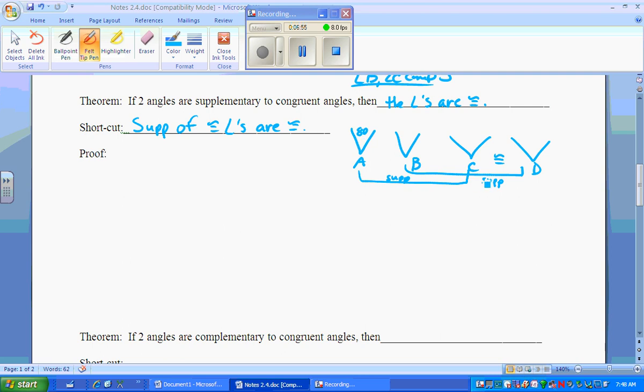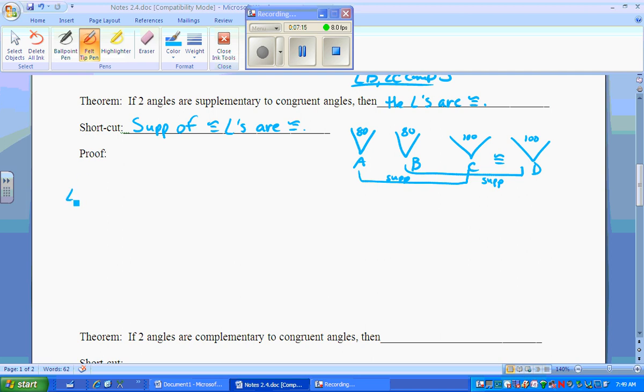So if this is 80, its supplement is C, so that's 100. Well, if C is 100, C and D are congruent, so that means D is 100. And D is supplementary to B, so if that's 100, B is left over at 80, which then makes A and B also congruent. Let's see where that proof comes from.